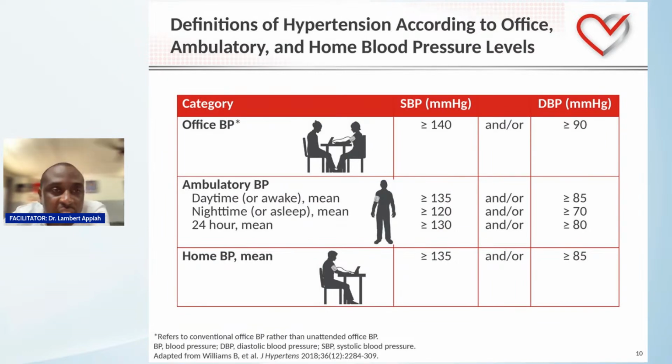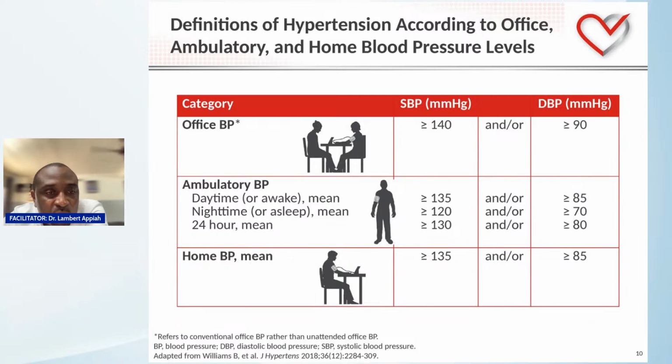So these are the cutoffs as the guidelines recommend. In the office, anything 140 and above systolic is enough to qualify for hypertension. If you did an ambulatory blood pressure monitoring, the daytime cutoff is anything 135 over 85 or more. At night, we expect a normal or natural dipping in the blood pressure of between about 10 to 15%, and therefore nighttime thresholds are lower, so 120 over 70. The 24-hour, which is the mean of both the day and night, is somewhere in between the two, which is 130 over 80 as the cutoff.